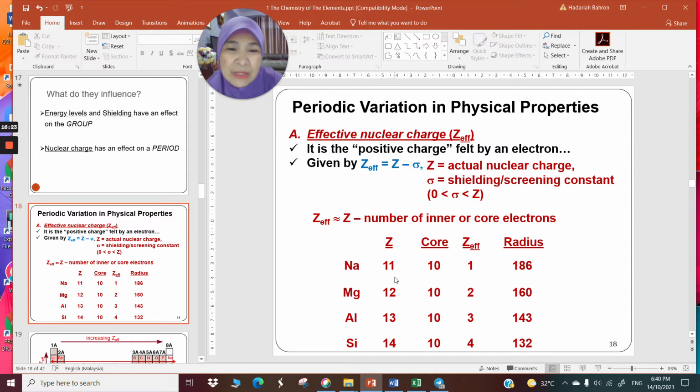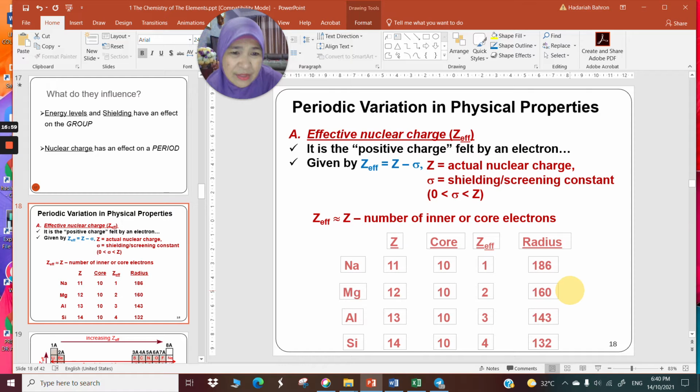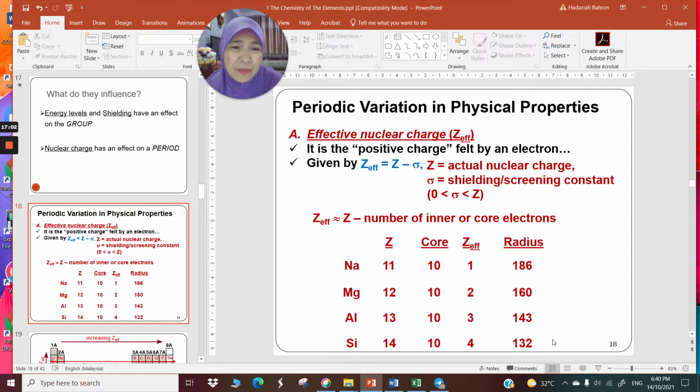So it's really quite simple. Z is 11, the number of protons in the nucleus of sodium, minus the core electrons, which is 10, the 2 plus 8. That is actually 11 minus 10. So your ZEFF, your effective nuclear charge, is 1. The radius of sodium is 186 angstrom. Well, the radius is in angstrom.